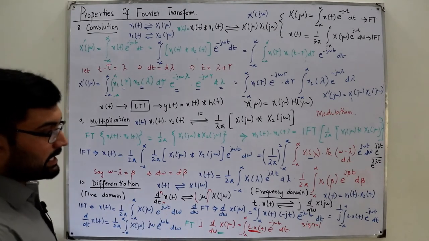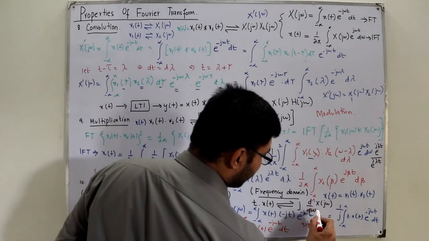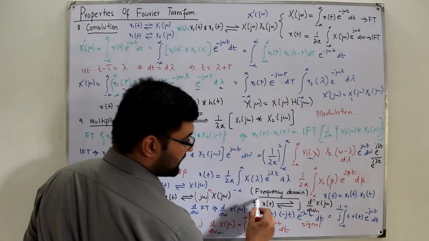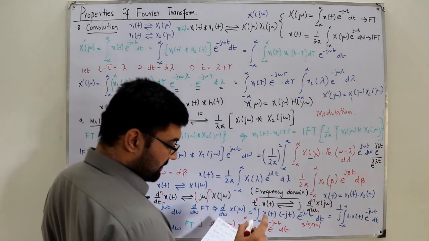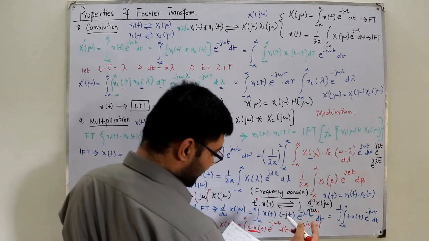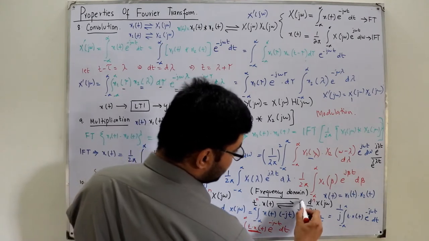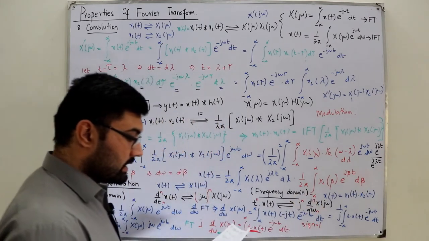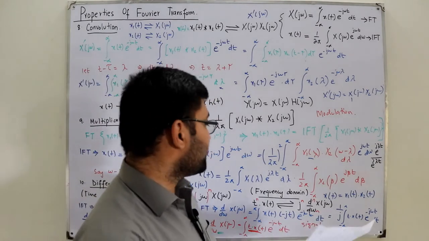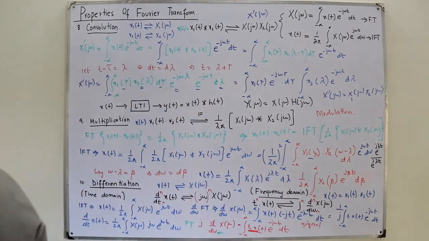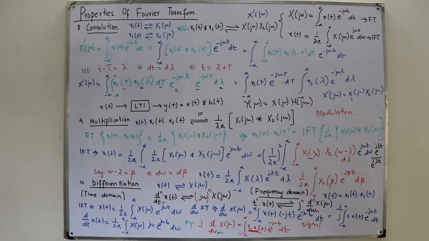For the nth order derivative, what do you have? You have t to the power n over here, and you have j to the power n over there as well. This is the differentiation in the frequency domain. So we are only left with integration and Parseval's relation.